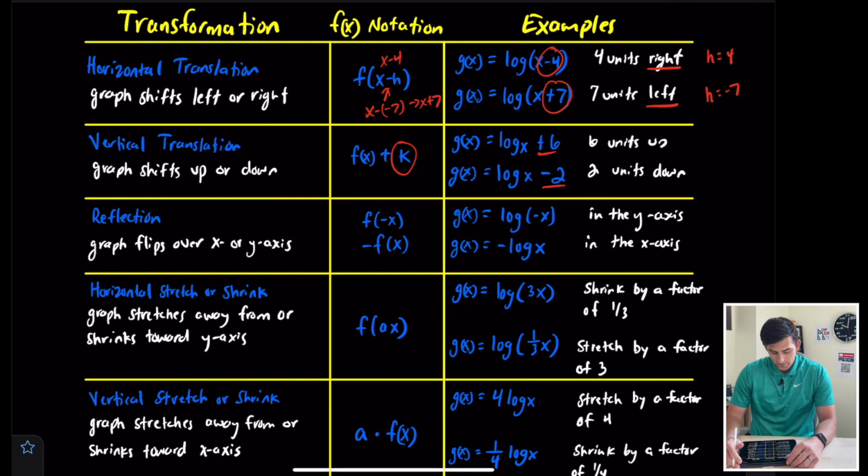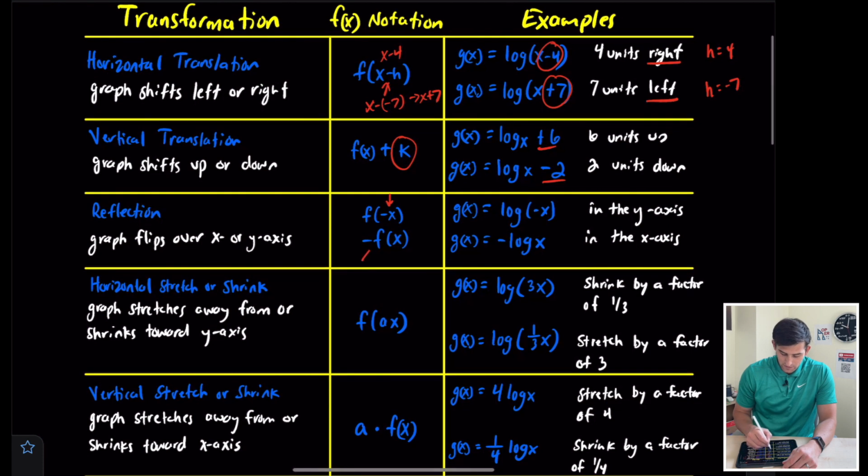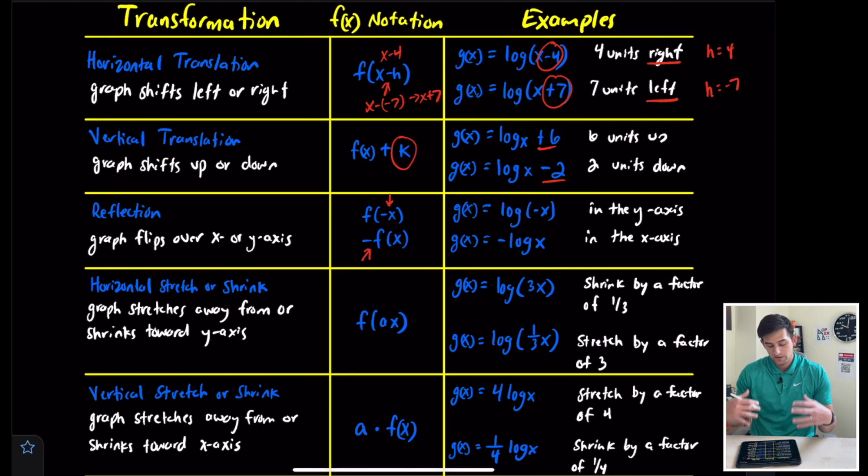Reflection, we could reflect over the x or the y-axis, and it's essentially like a flip. So if we're going to reflect over the y-axis, we're going to make x opposite, and if we're going to reflect over the x-axis, we're going to make f of x opposite, which is like making y opposite. Okay, so we see right here, negative x, reflect over the y-axis, making the entire thing negative would be reflecting in the x-axis.